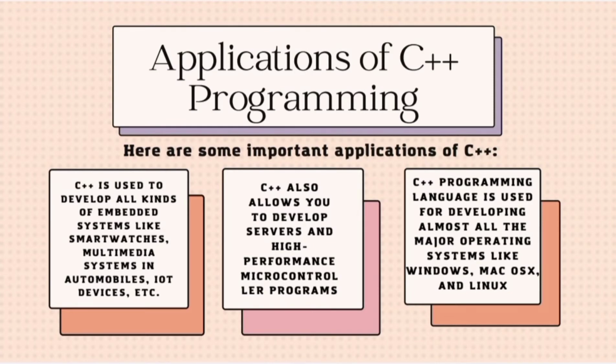Applications of C++ programming. Here are some important applications of C++. C++ is used to develop all kinds of embedded systems like smartwatches, multimedia systems in automobiles, IoT devices, etc. C++ also allows you to develop servers and high-performance microcontroller programs. C++ programming language is used for developing almost all the major operating systems like Windows, Mac OS X, and Linux.